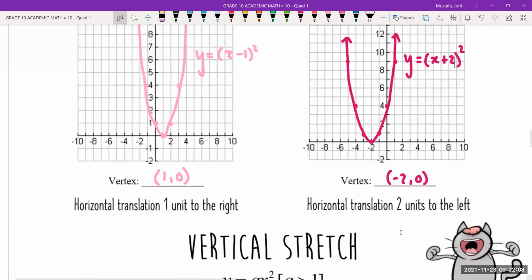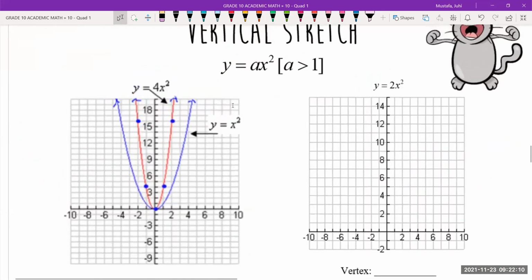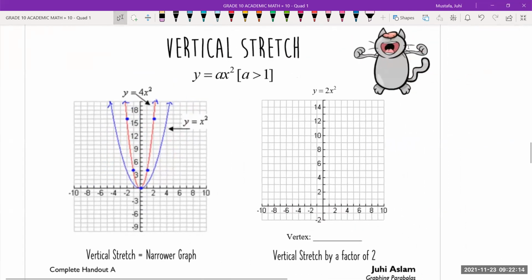Here is basically what I just said in a different form. It was so hard to find something that stretches, but that cat is doing a good job. So when you have a vertical stretch, when you're making your parabola narrower, that number in front of the x squared is going to be greater than 1. It's going to be a whole number. So it's going to be a 2, a 3, a 4, a 5, a 6. Anytime you see a whole number greater than 1, you know that's going to be a vertical stretch.